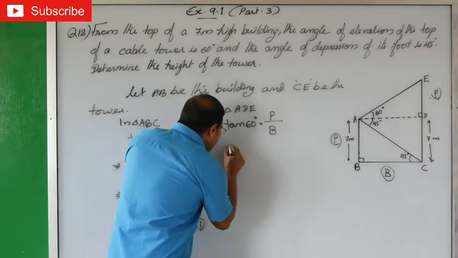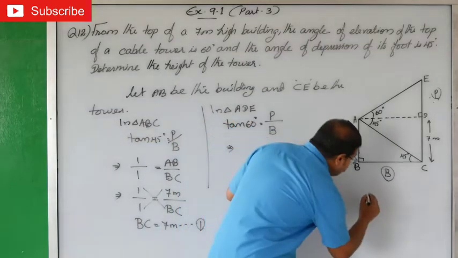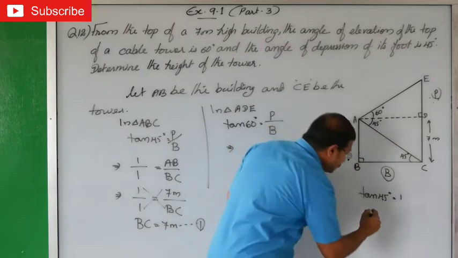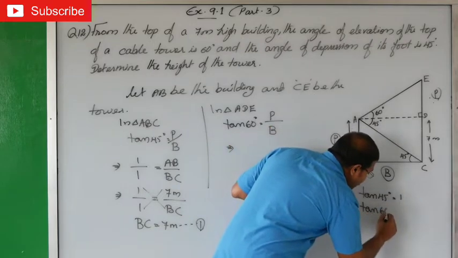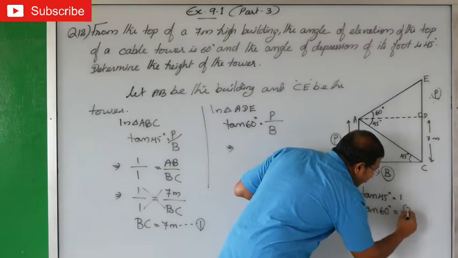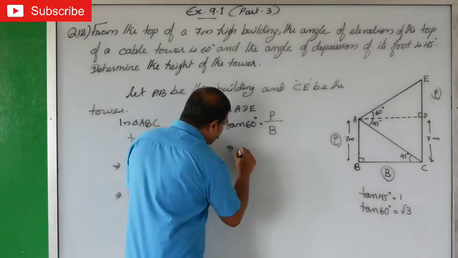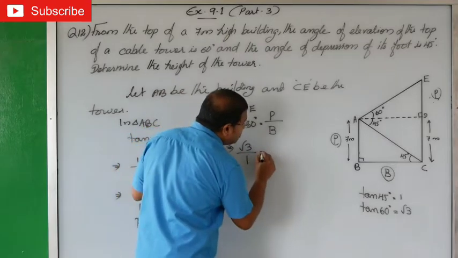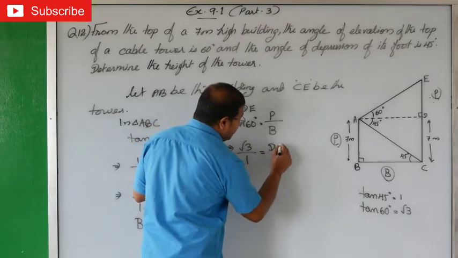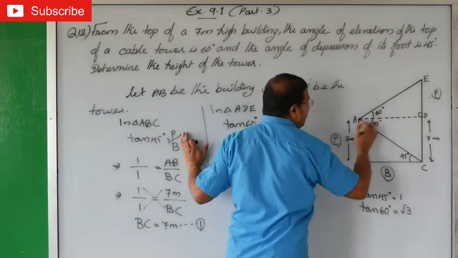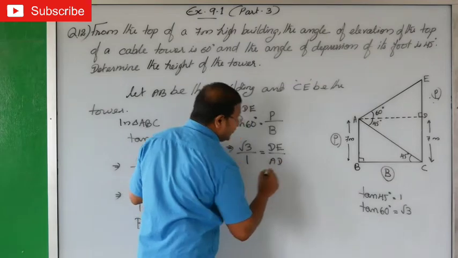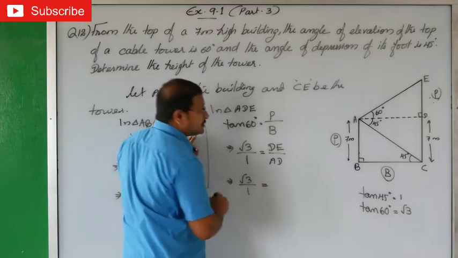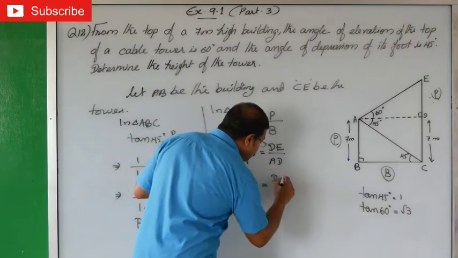Ready? But we know, what is the value of tan 60? We should know: tan 45 equals 1, and after that tan 60 equals root 3. So, tan 60 means root 3. So we'll write root 3 by 1 equals perpendicular DE by base AD. This implies root 3 by 1 equals DE by, we don't know the value of DE, so just keep DE.